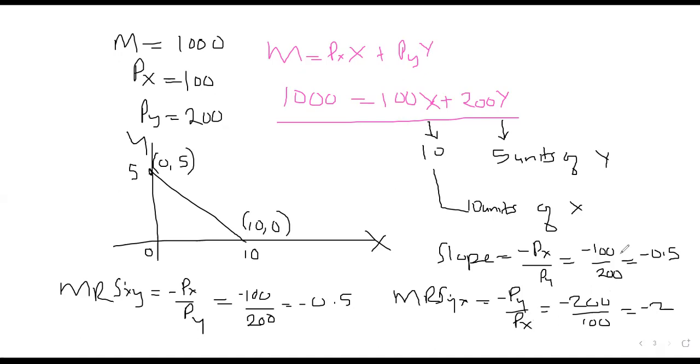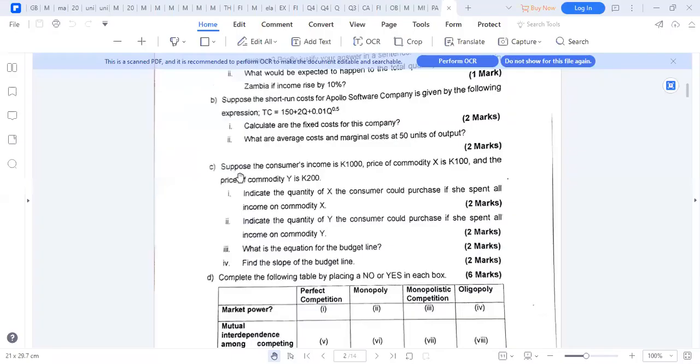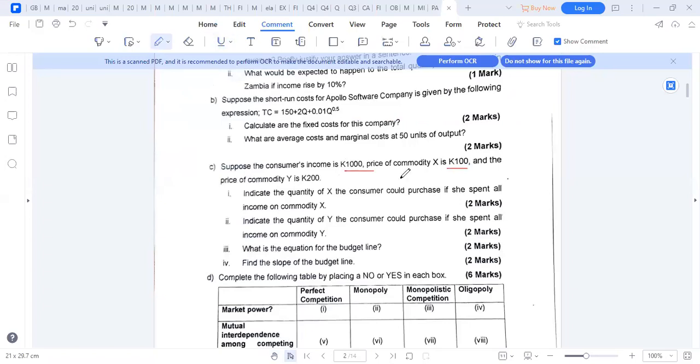Now, before I explain any further, I have over answered the question. Let's look at what the question was asking for. Suppose the income is what? 1000. The commodity x is 100, commodity y is 200. What is the equation of the budget line? So this is 1000 is equal to what? 100x plus what? 200y.